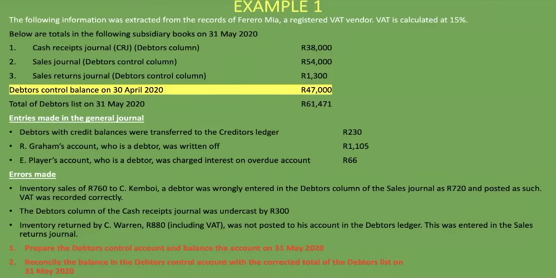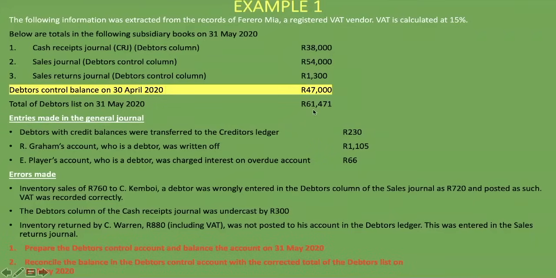That definitely affects our amount, that 38,000 Rand. We are told that the debtors column of the cash receipts journal, which is where we get this total of 38,000 Rand, was undercast by 300 Rand. What does that mean? It means that the debtors column in the cash receipts journal omitted 300 Rand, or left out 300 Rand. So it was understated by 300 Rand. So what do we need to do? We need to add that 300 Rand to the 38,000 Rand.